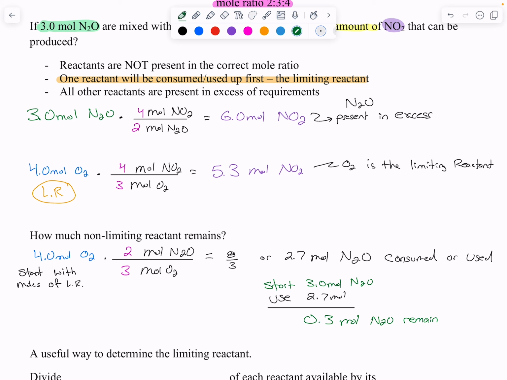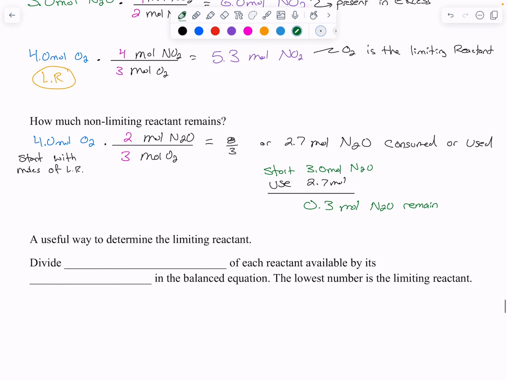Now, a useful way to determine the limiting reactant: you divide the number of moles of each reactant by its coefficient.